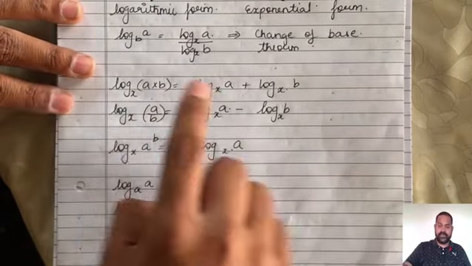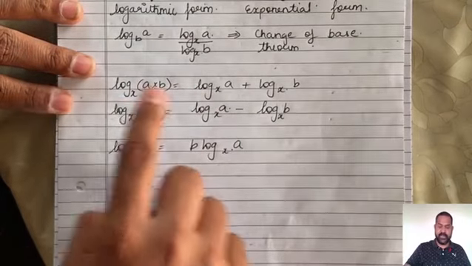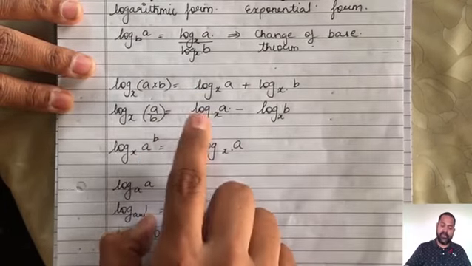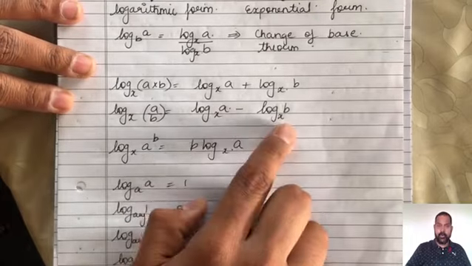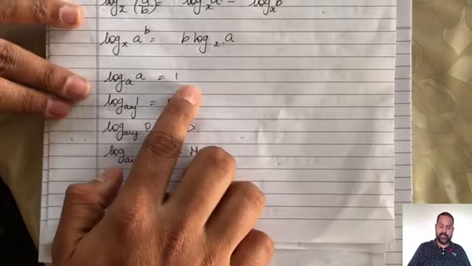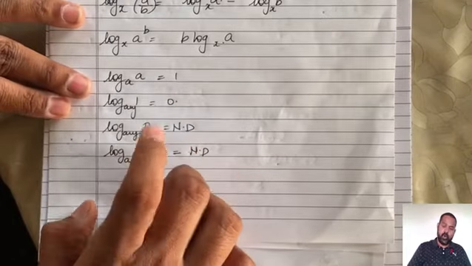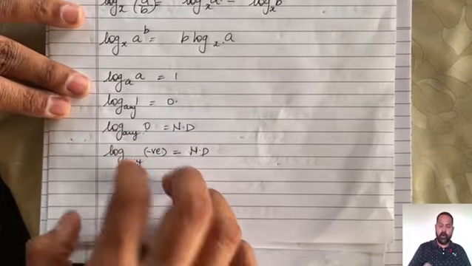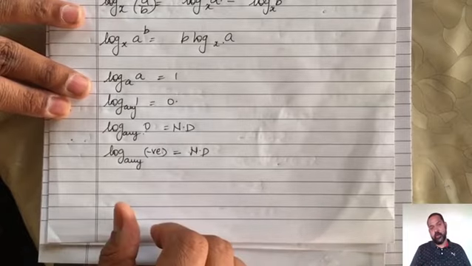Log of a into b is log a plus log b. Obviously, the same base carries ahead. Log of a by b is log a minus log b. Log of a raised to b is b log a. Log of the number to the same base is 1. Log of 1 to any base is 0. Log of 0 to any base is not defined. And log of a negative number to any base is not defined.